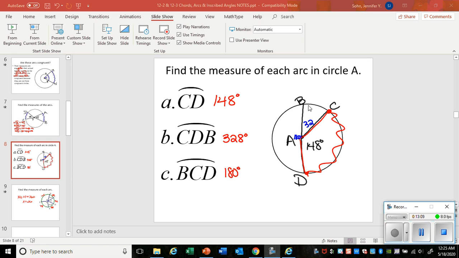What is the measure of arc BCD? 32 plus 48 right here. B, C, and D, this whole thing right here. So that's 180. So the measure of an arc means angles inside.